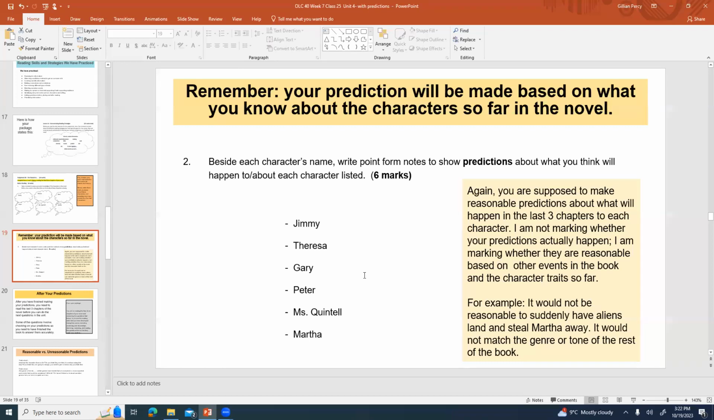You don't need to look ahead and say, ooh, can I get this right? It doesn't matter. There's no right or wrong. I'm really marking whether they're reasonable based on the other events in the book and the character traits so far.